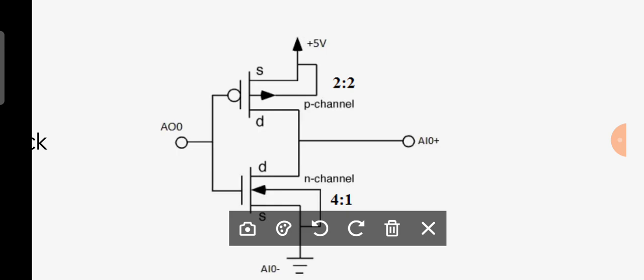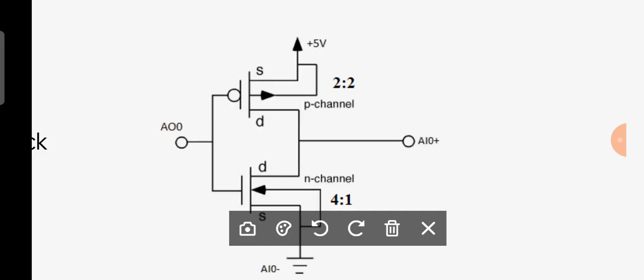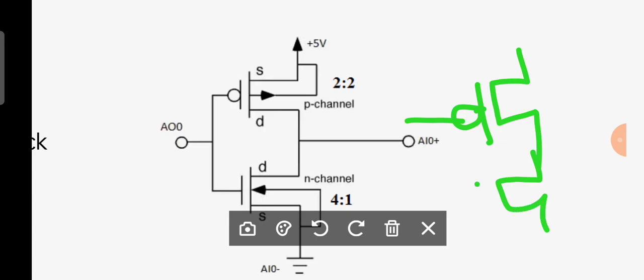Once again, I am telling that if the arrow is coming from the gate, it is a P. If the arrow is moving towards the gate, it is N. Otherwise, you know very well, it is a fourth terminal, don't forget. That is a substrate. Otherwise, very simply, they won't provide this one and they will have only a bubble PMOS and NMOS.